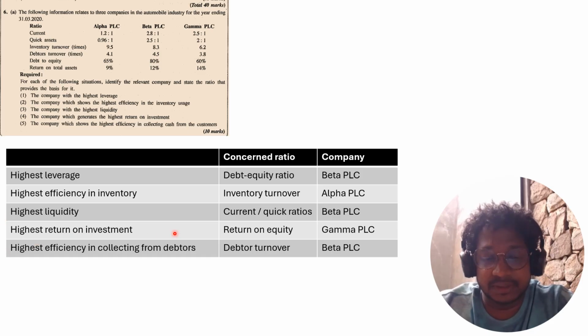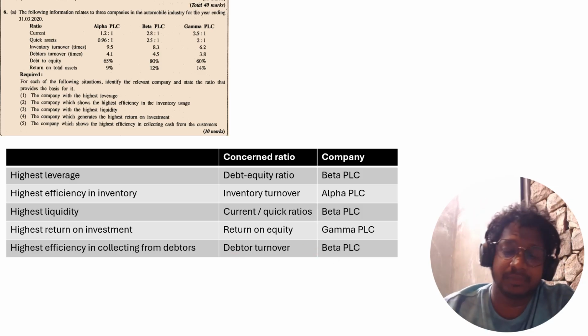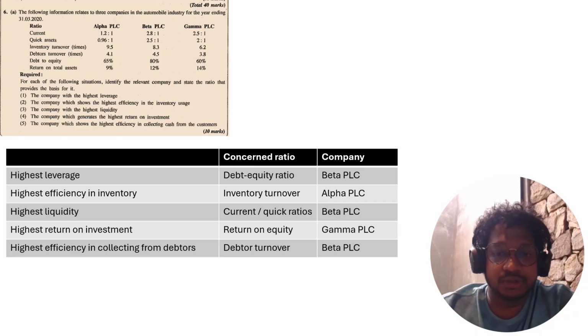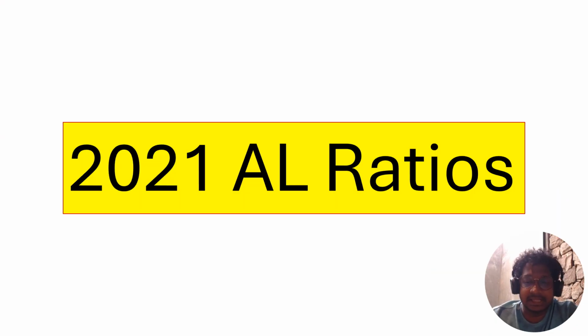Highest return on investment, you have to consider return on equity. So comparing these three, return on equity is highest in gamma PLC. And the last one, highest efficiency in collecting from debtors. So you have to consider debtors turnover. So the highest debtors turnover has beta PLC. So the answer is beta PLC. That's it for 2020, and then 2021 past paper question.